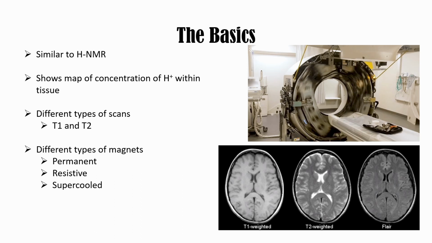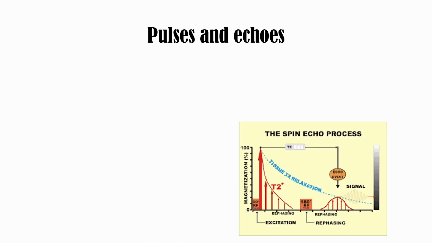Both T1 and T2 are often used together, along with other scan techniques. In this photo, you can see what the T1 and T2 scan looks like, and then what it looks like when they are overlaid together. First, the basics. This can be summed up as the pulses and the echoes.